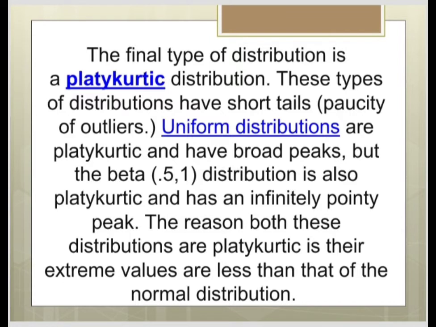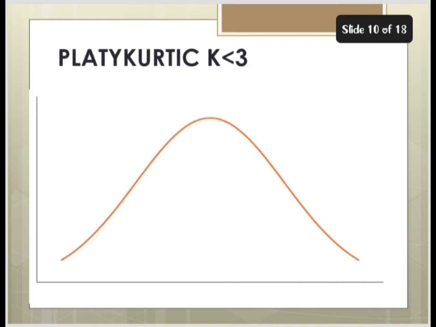The final type of distribution is the platykurtic distribution. These types of distribution have short tails. When the value of K is less than 3, that will be a platykurtic distribution.